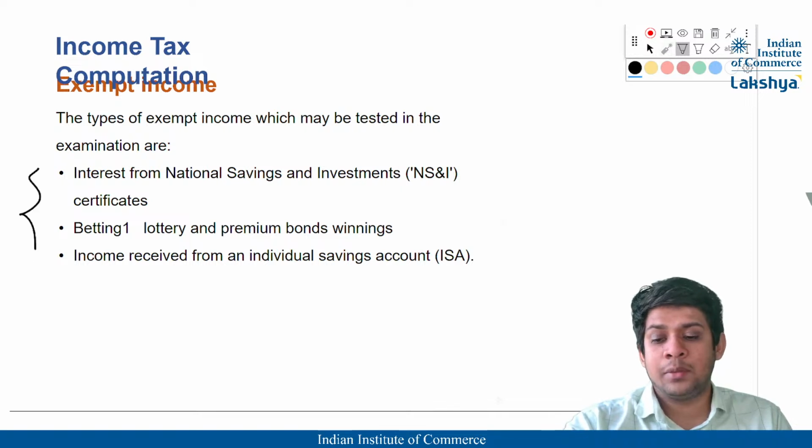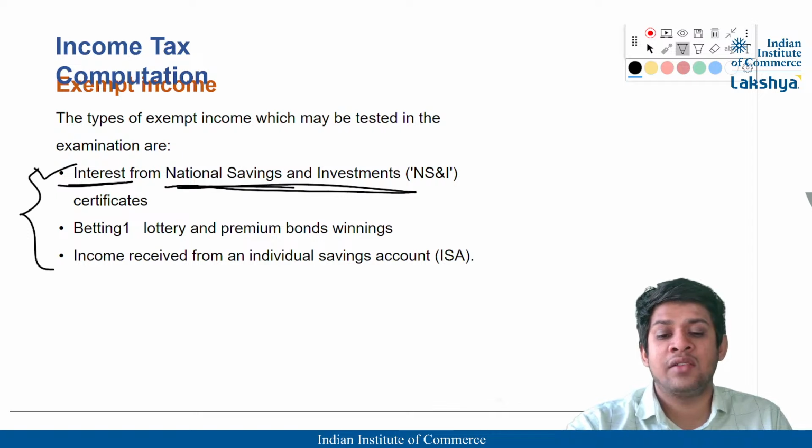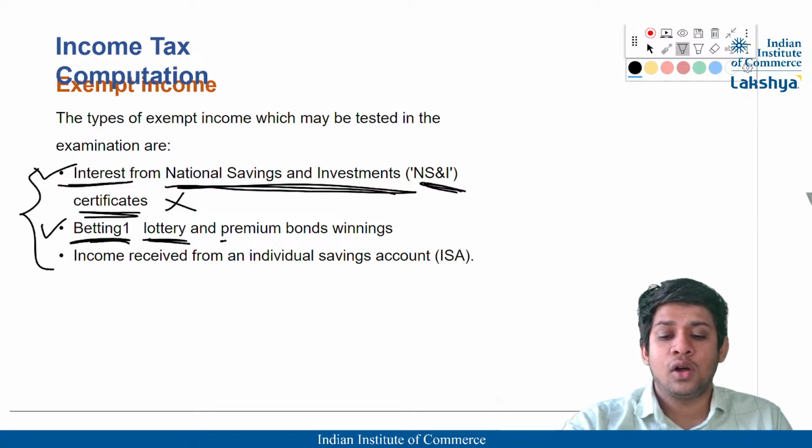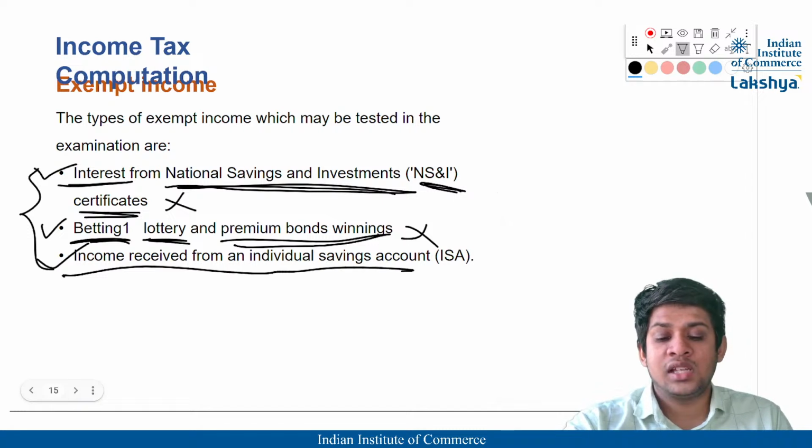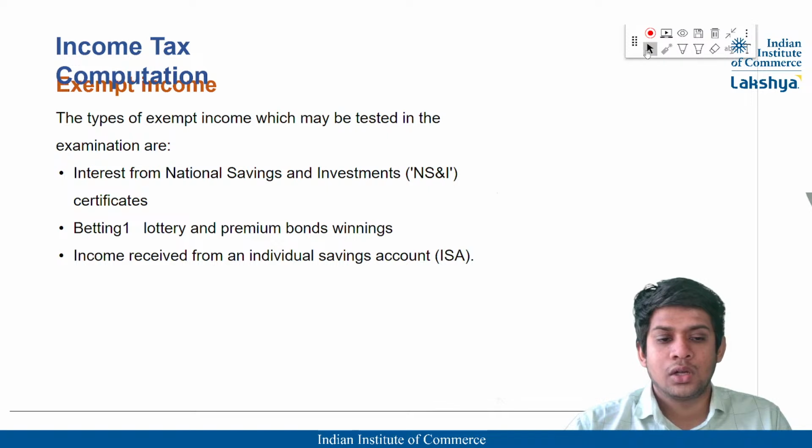Now, what are the exempt incomes? Interest that I'm receiving from investing in National Savings and Investments, that is NSI certificates, is an exempt income. That means it is a tax-free income. Then winnings from betting, lottery, or premium bonds are exempt income. That means it is tax-free income. And income received from an individual savings account is also exempt income. Okay, guys.